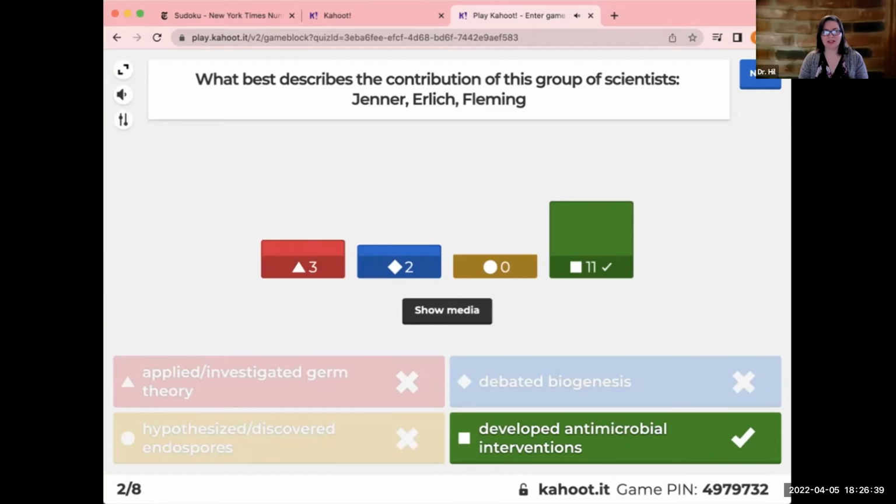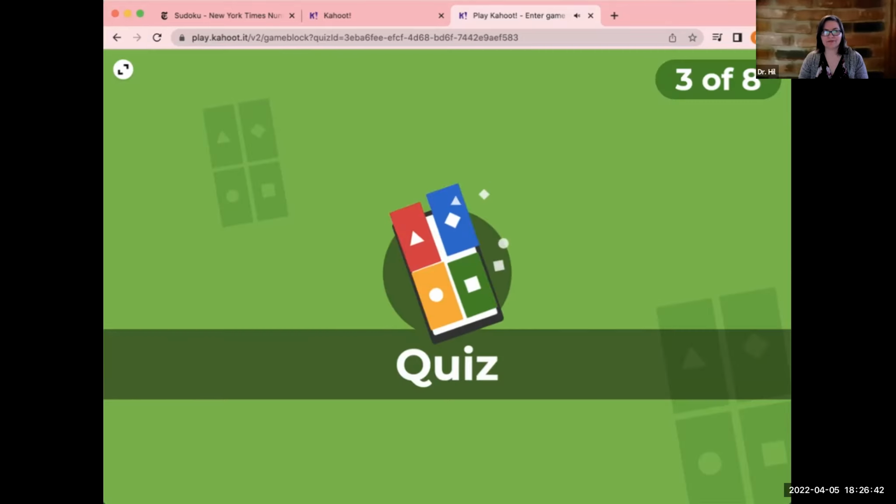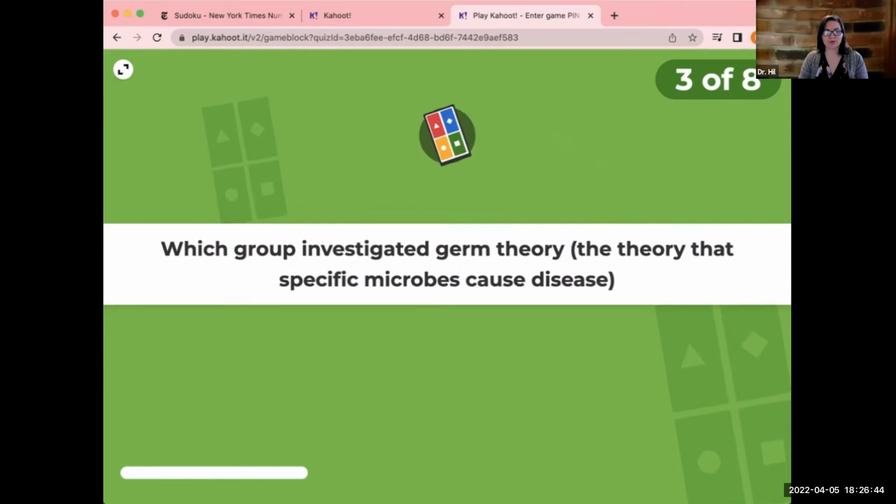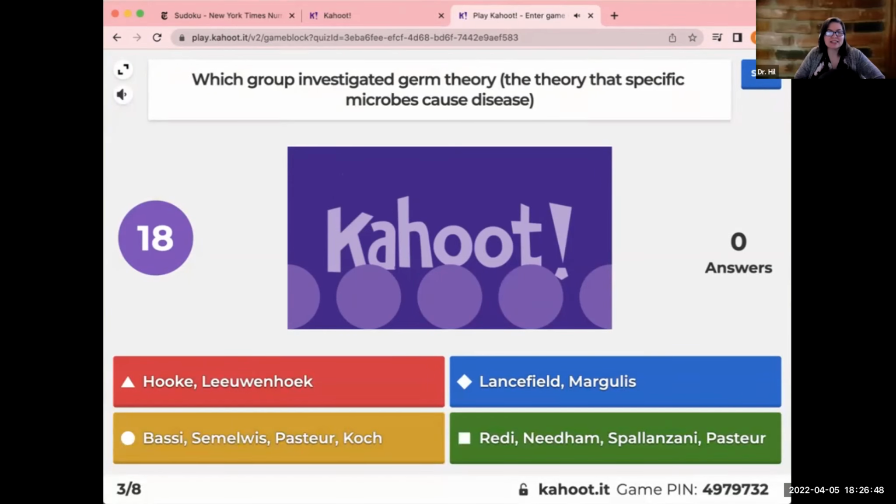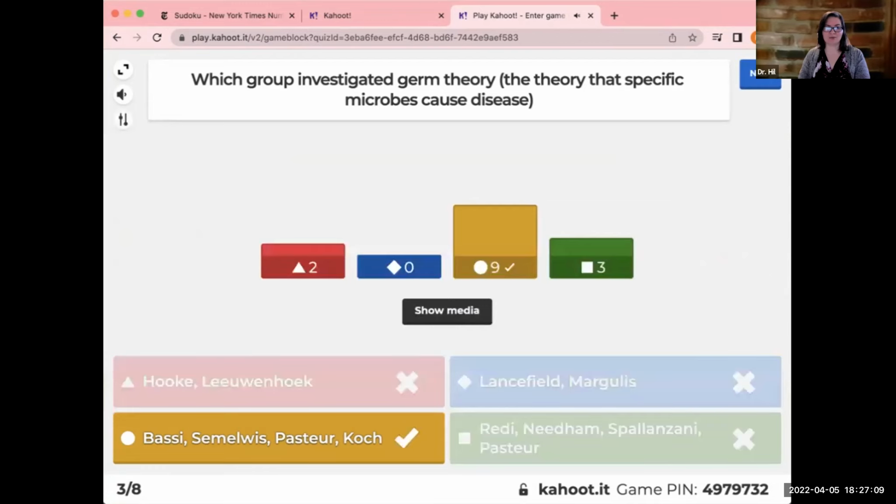It was developing antimicrobial interventions. Good work. Which group investigated germ theory, the theory that specific microbes cause disease? Yes, it was Bassi, Semmelweis, Pasteur, and Koch.